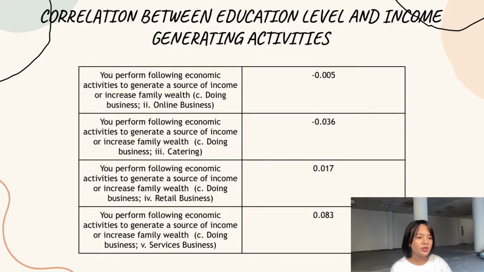Lastly, doing services business also shows weak positive interaction with the Spearman value 0.083. However, most of the interactions are near to zero, meaning almost no interactions.